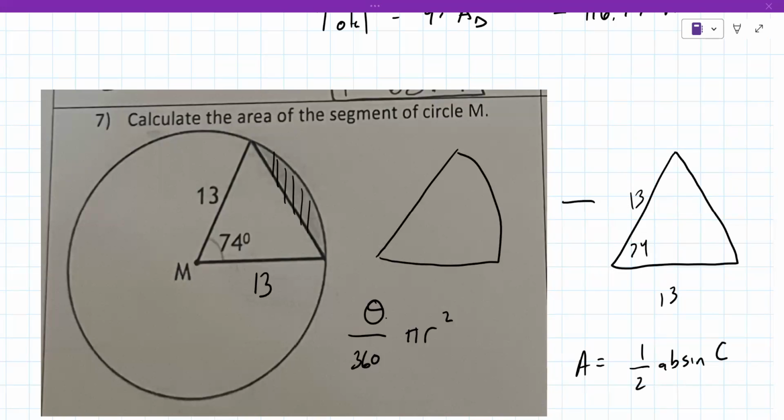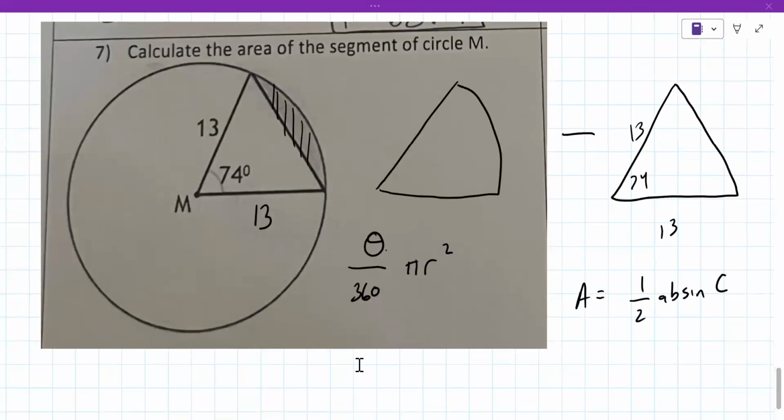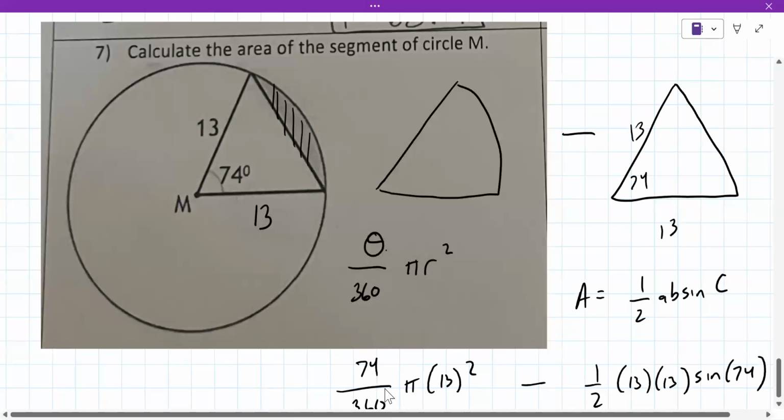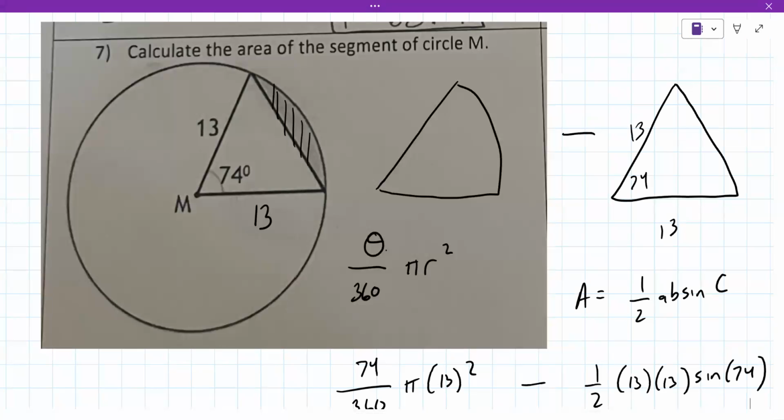All right, so let's go ahead and start calculating here. So on the left here, it's 74 out of 360 times pi times 13 squared, minus 1/2 times 13 times 13 times sine 74. And your calculator can do all this together. You don't have to try to separate it. Okay.